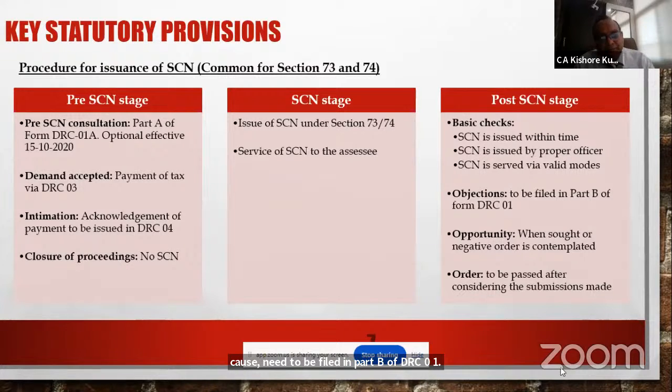An opportunity will be granted by the officer in case it is sought by the dealer, or a negative outcome is contemplated. Once all that is done, the proper officer is going to pass an order either in favor or against the SCN. So this is the basic procedure which a proper officer is required to follow right from the pre-SCN stage till the disposal of the SCN.